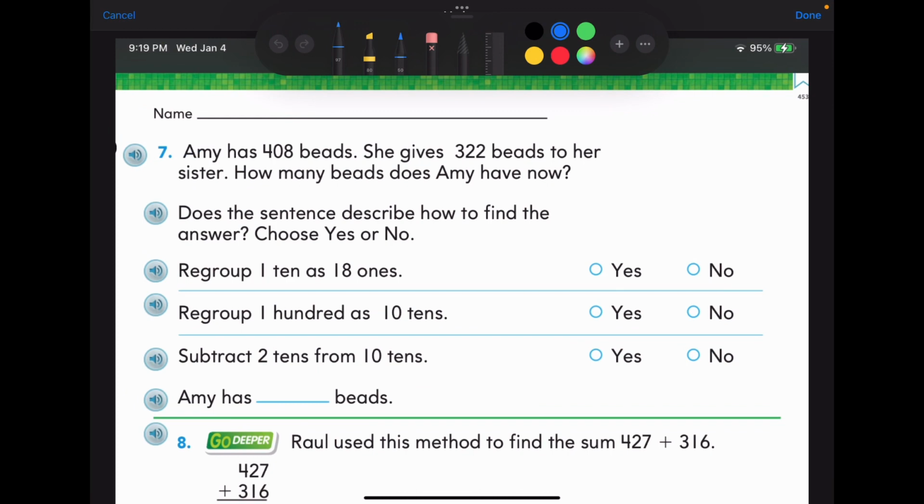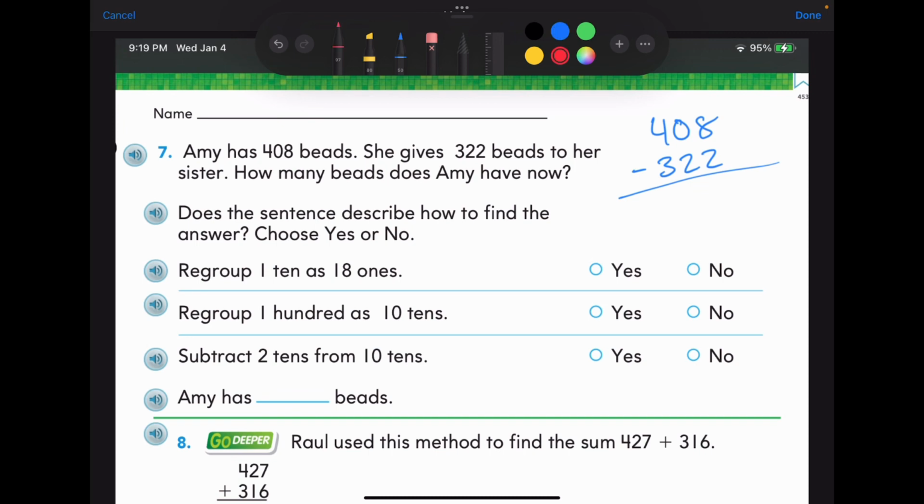All right, number 7 says Amy has 408 beads. She gives 322 beads to her sister. How many beads does Amy have now? Before I go any further, I'm just going to solve this. It's out to the side, so 408 minus 322 beads. I'm just going to solve that like normal.